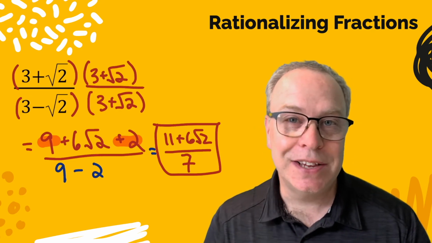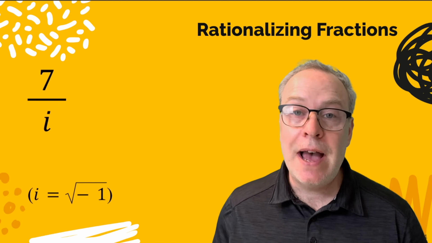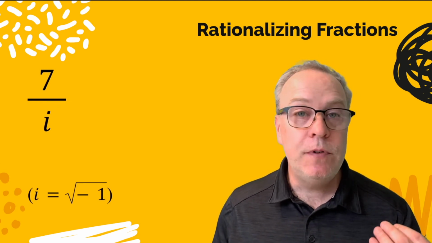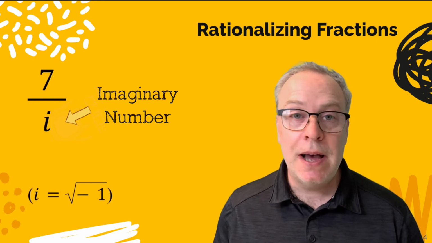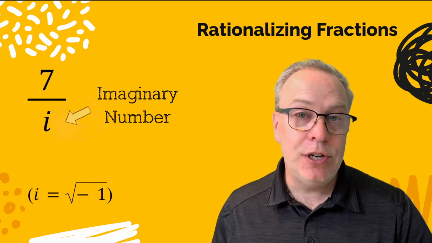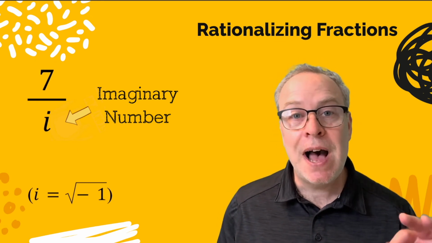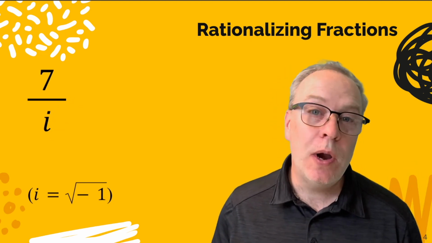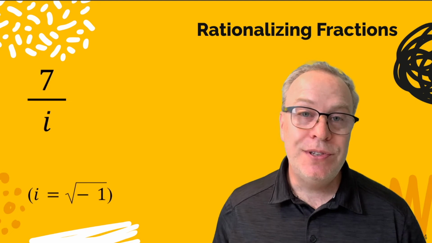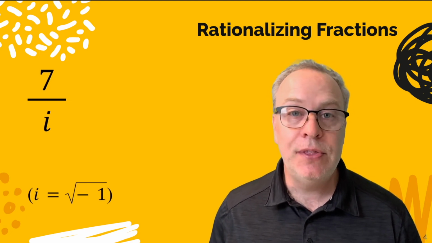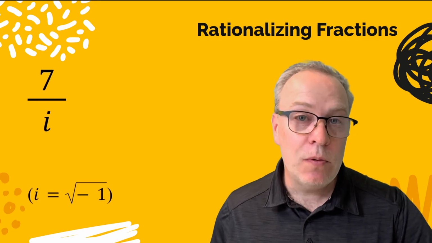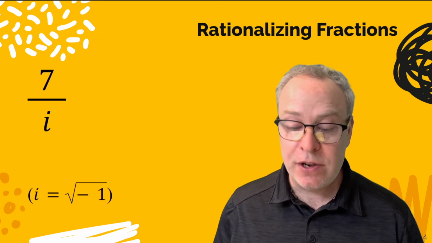All right, let's get to the next one. We're going to be talking now about having an imaginary number in the denominator. Now, those of you who are taking maybe Algebra 2 and beyond, you might be familiar with imaginary numbers. Imaginary numbers are non-real numbers where i represents the square root of -1. So it's the same thing as having a radical in the denominator. When you see that i, it's the same thing as having the square root of -1. It's called an imaginary number.